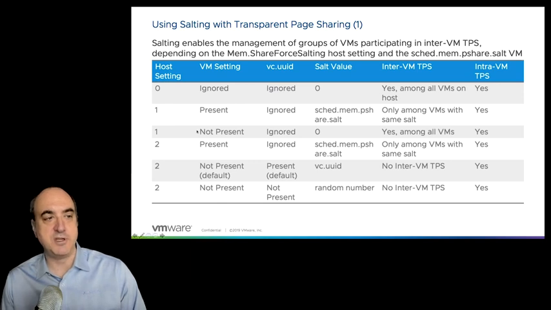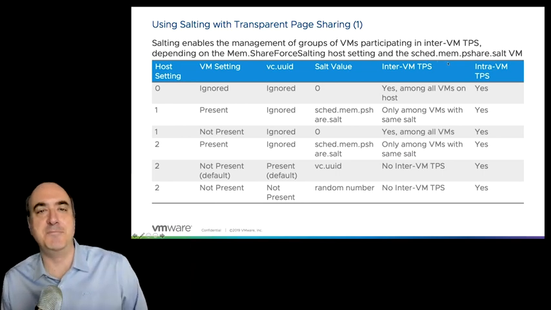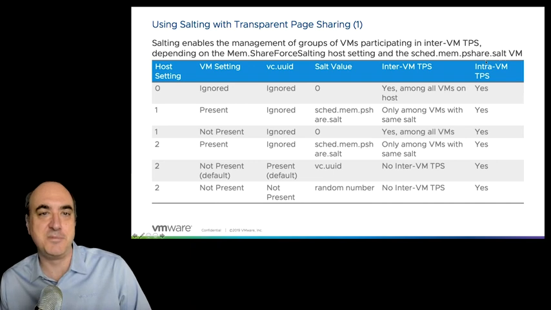This is what's basically a value called the VM setting. The setting is actually called, it's in the top right there, right? sched.mem.pshare.salt. You can apply that unique value to the VM. If you apply that unique value to the VM, the VMs will only share with other VMs that have the same salt value. So if you applied the same salt value to a whole bunch of VMs, then they share with each other.